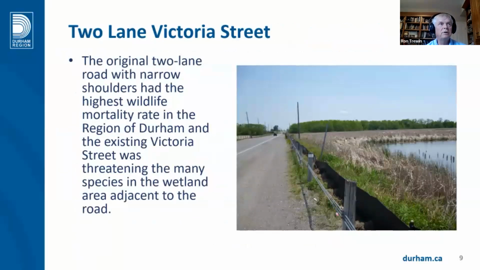The original 2-lane Victoria Street, with narrow shoulders, had the highest wildlife mortality rate in the Region of Durham, and the existing road was threatening many of the species. CLOCA, during the EA, had completed a study of the wildlife mortality on Victoria Street. One of the results was the death poster CLOCA produced, showing all the various wildlife that has been killed by traffic in the area of Victoria Street. Truly, the original 2-lane road was impacting wildlife.